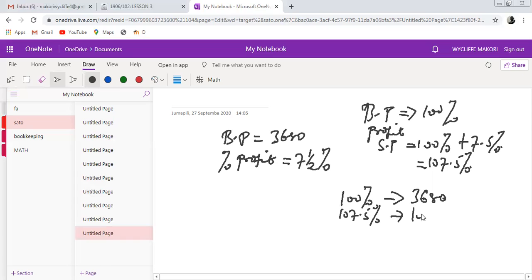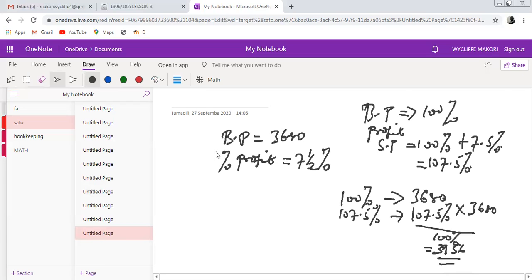It is going to be 107.5% times 36.80 over 100%. Then you can work out the selling price for that particular profit of 7.5% to be realized. 107.5 times 36.80, then we divide by 100. You find that it must have been sold at 39.56. That 39.56 was the selling price.